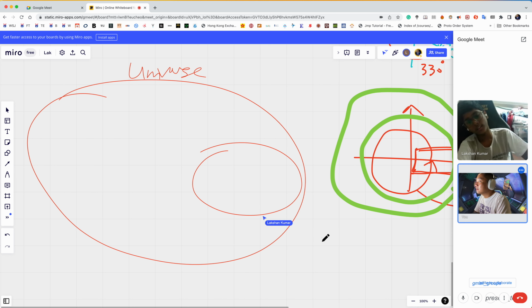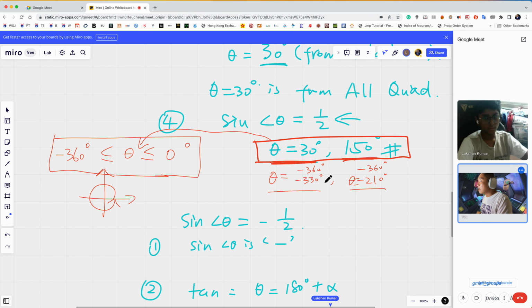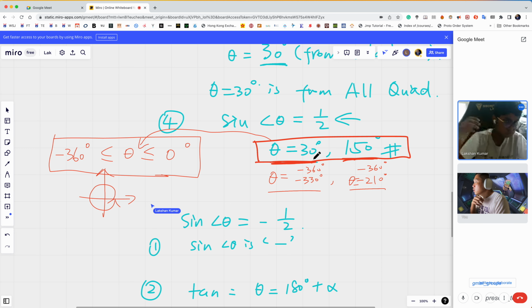Okay. You understand? You understand or not? So that's the reason why I say 30 and 150 are probably the first step to get the answers. It depends on the range given. Like the example here, I want this range, minus 360 to 0. So your 30 and your 150 are not the answers. The answers are, you need to minus 360. So the answers are these two.